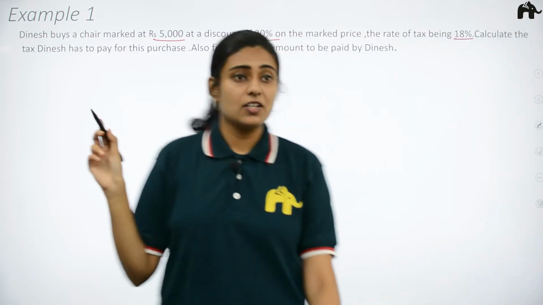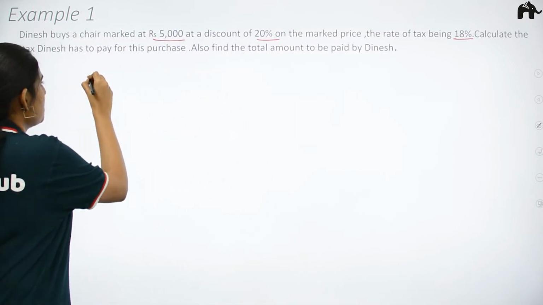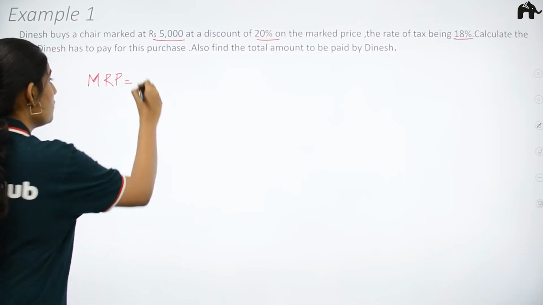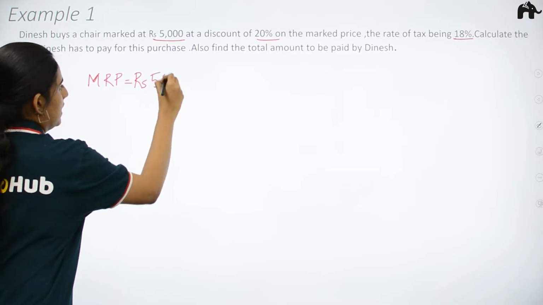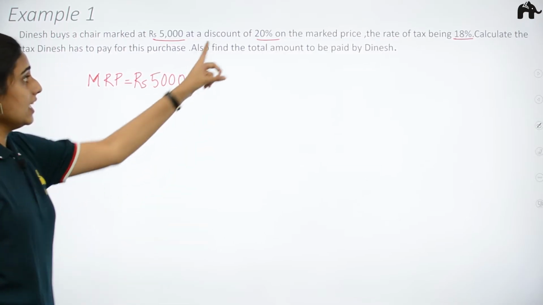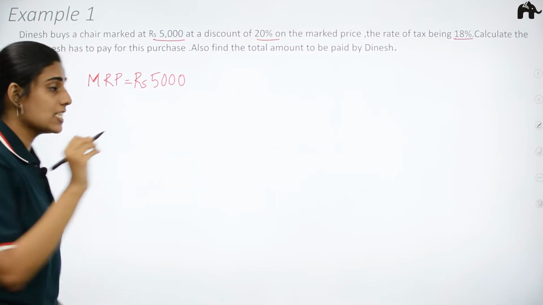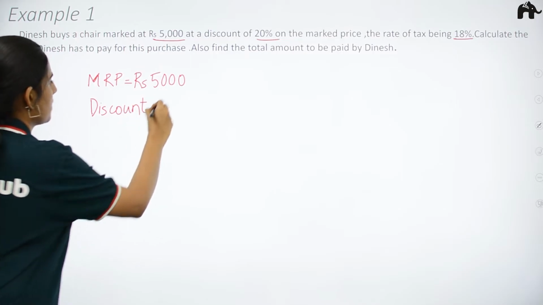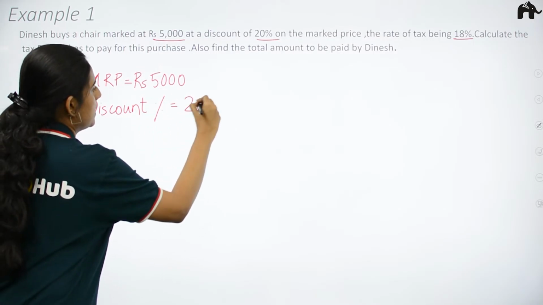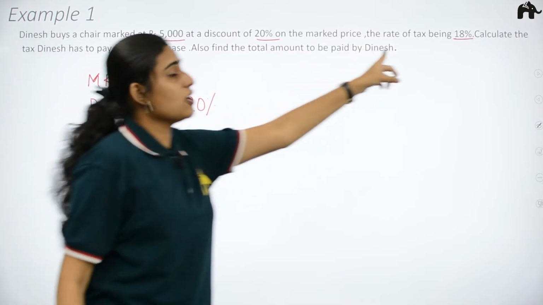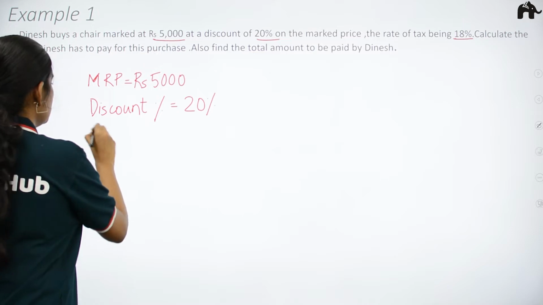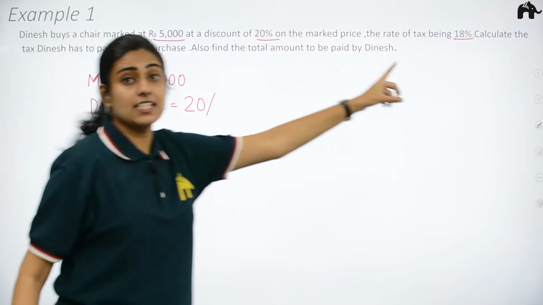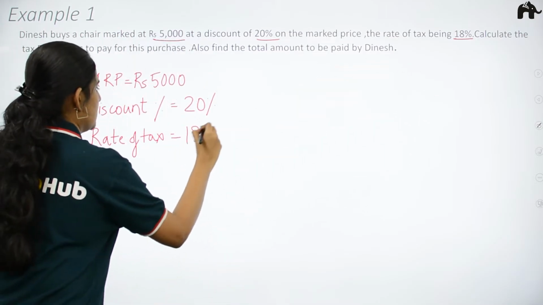Is the question clear? What are the given quantities? We have the marked price given. MRP is given, that is rupees 5,000. Then discount of 20%, that is discount percentage is given, equal to 20%. Rate of tax is given. Rate of tax is equal to 18%.